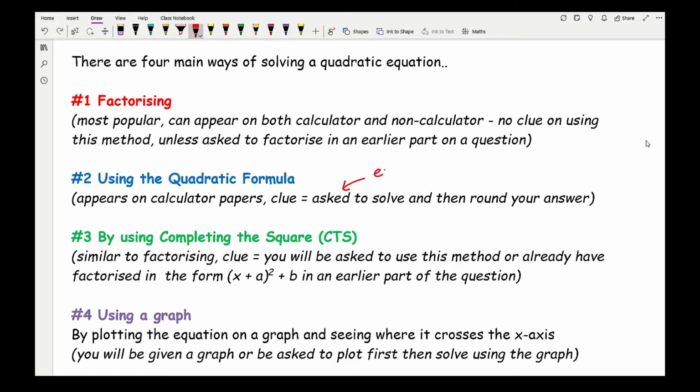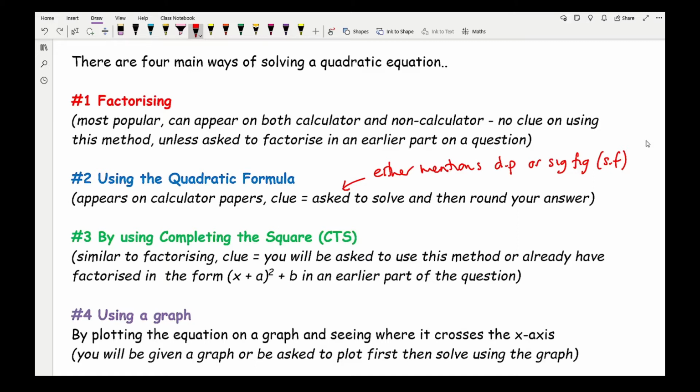either mentions decimal places or sig fig, or SF as it's sometimes known as, then that'd be the biggest clue of using the quadratic formula. So don't even bother trying to factorize it, because it most often won't. Just go straight into using the quadratic formula.